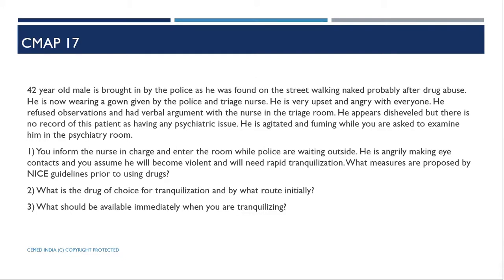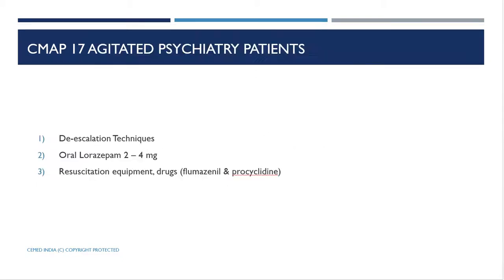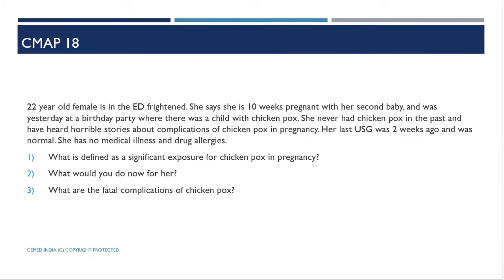What should be available immediately when you're tranquilizing? So first thing is you may over-sedate the patient. So you need to have flumazenil available. That's the antidote for benzos. Remember, flumazenil is not used routinely because it can potentiate seizure in chronic benzo patients. So flumazenil, resus equipment should be available. Procyclidine is, if you use haloperidol, they might go into extrapyramidal symptoms, so you have to keep some procyclidine as well. Pause for a minute.